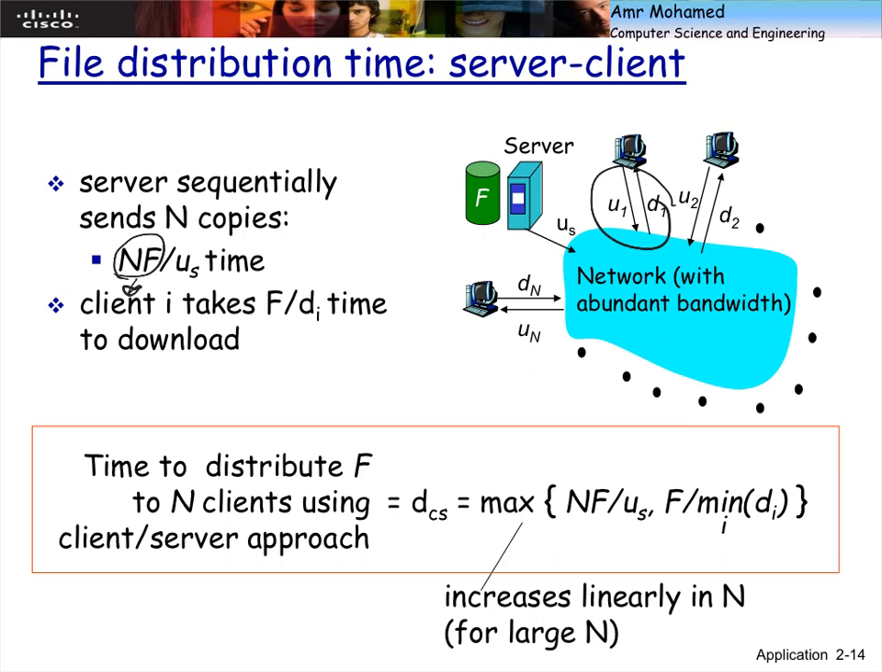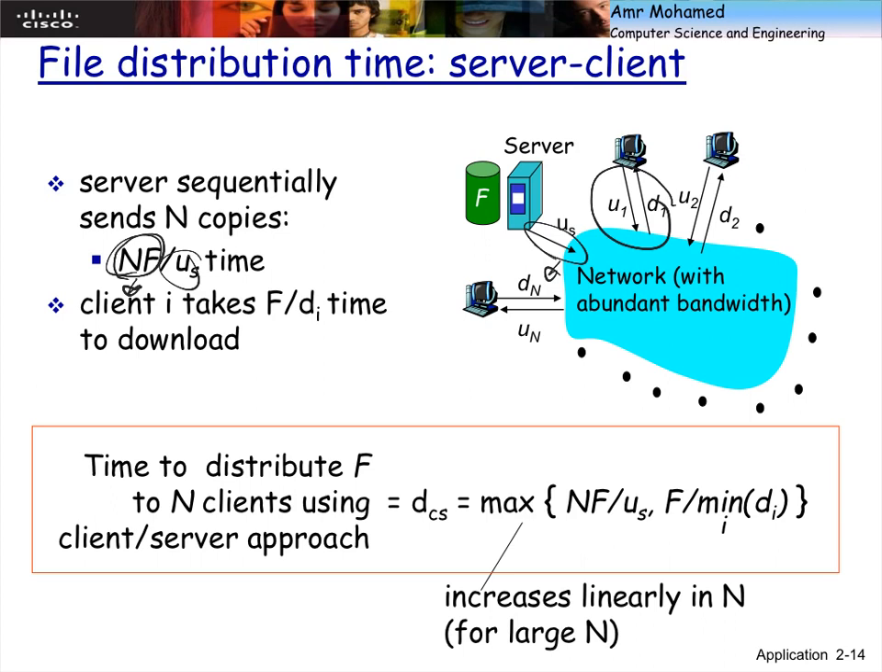So basically, the distribution time, or the time that we take, is the amount of information divided by the speed of this link. So the distribution time is NF divided by US. And this is supposed to go to all the clients. This is enough time to go to all the clients.